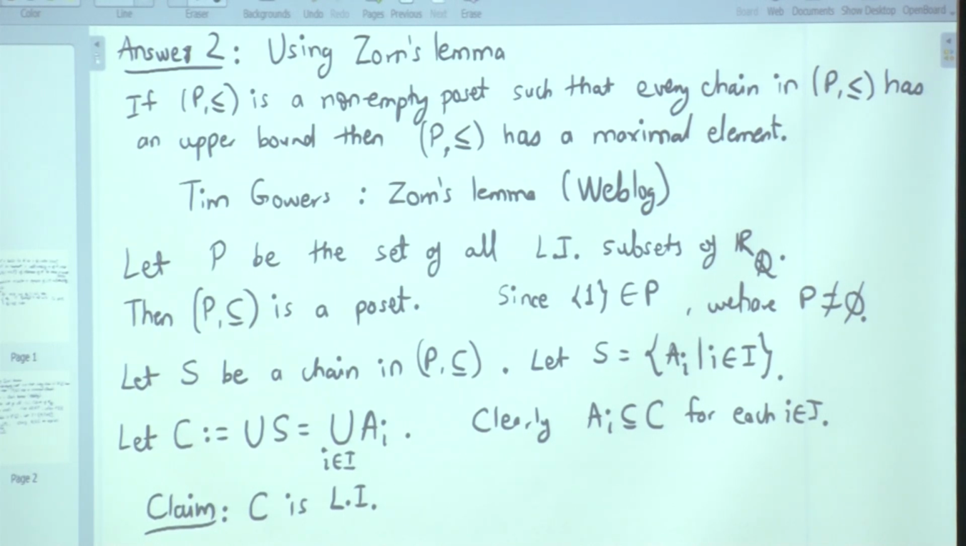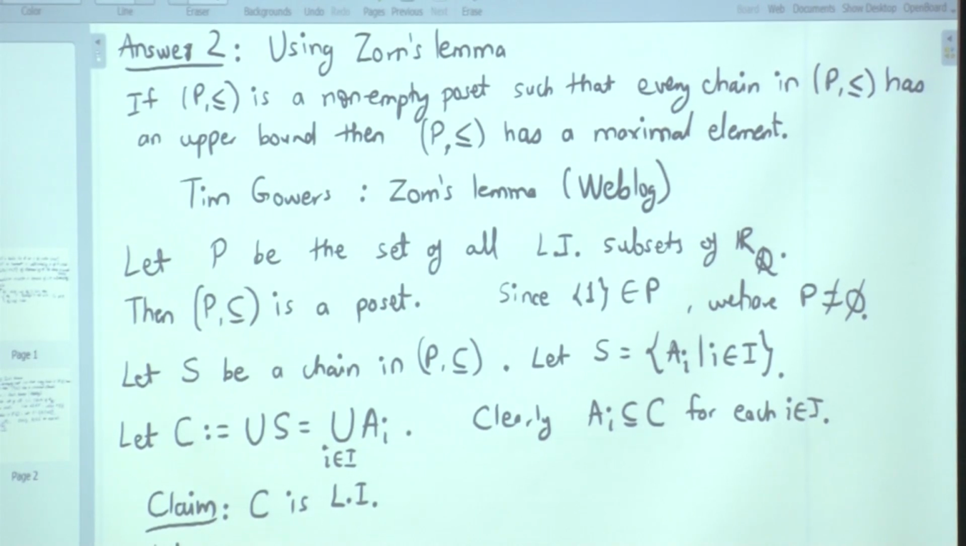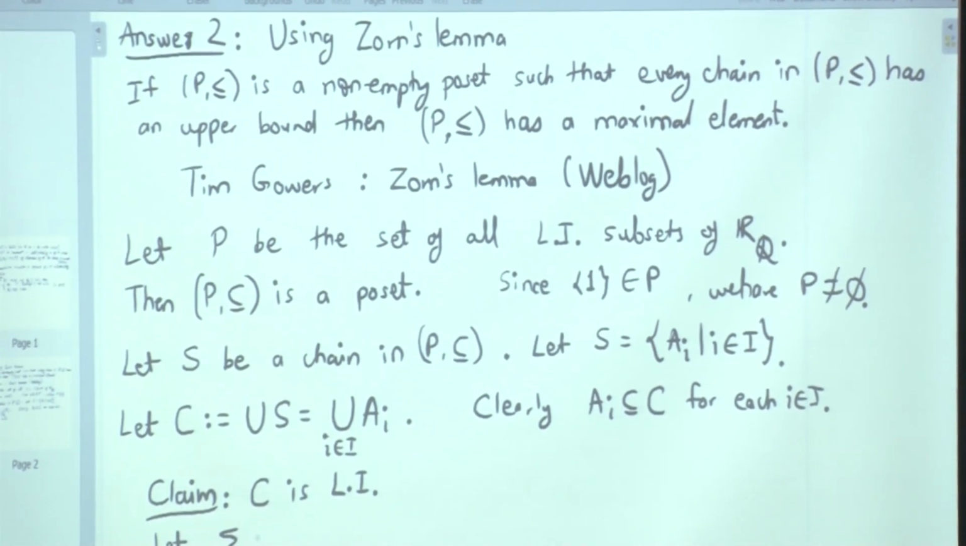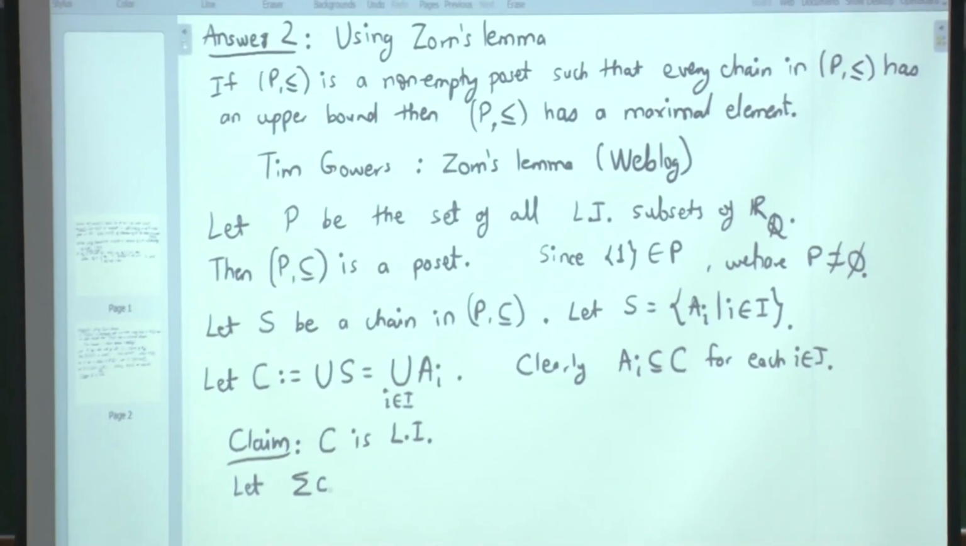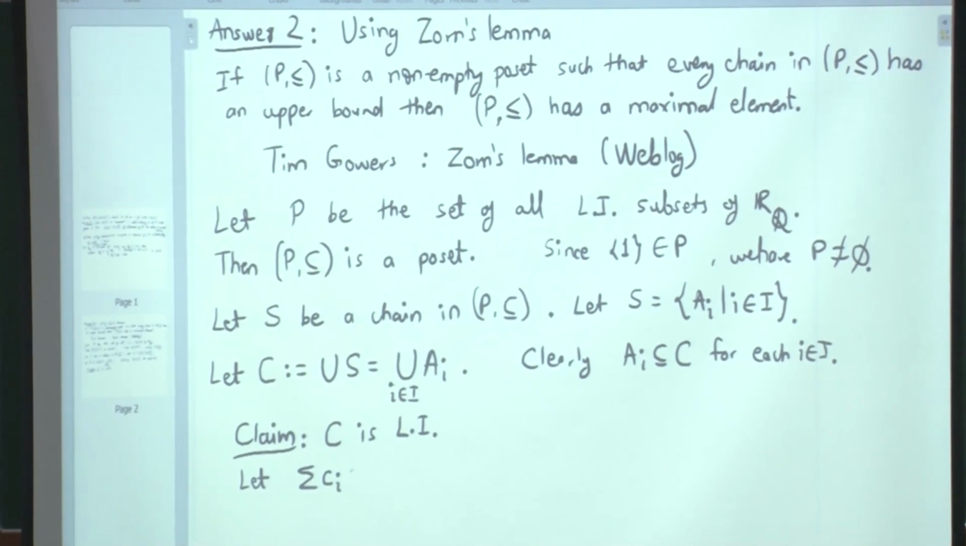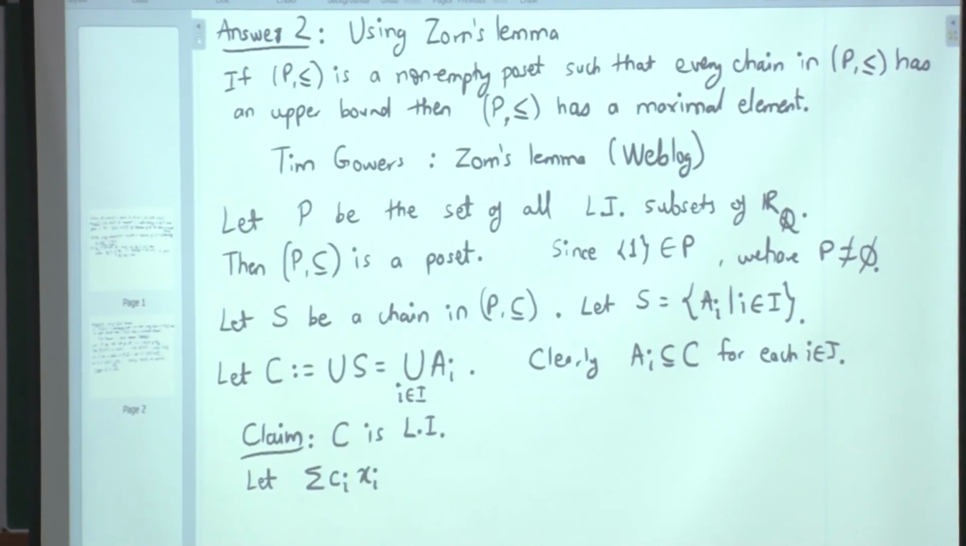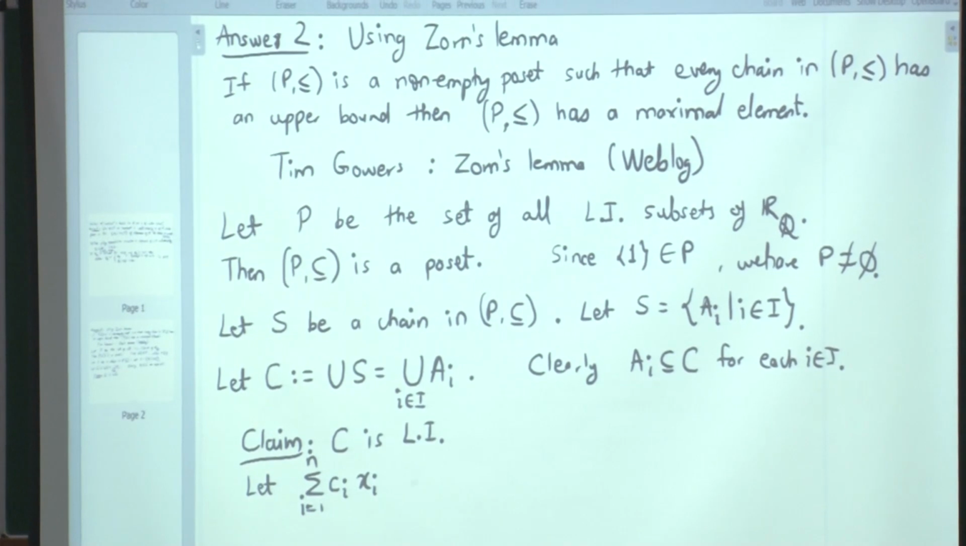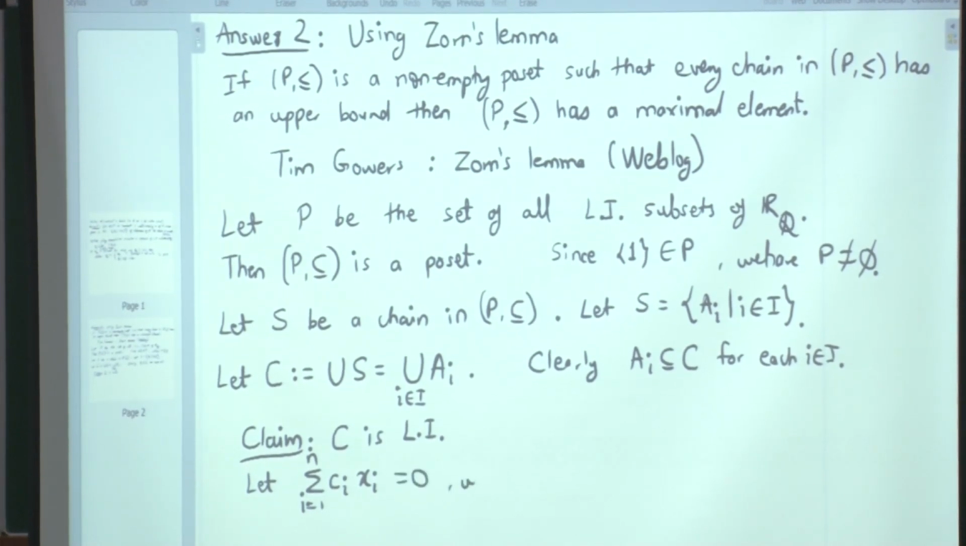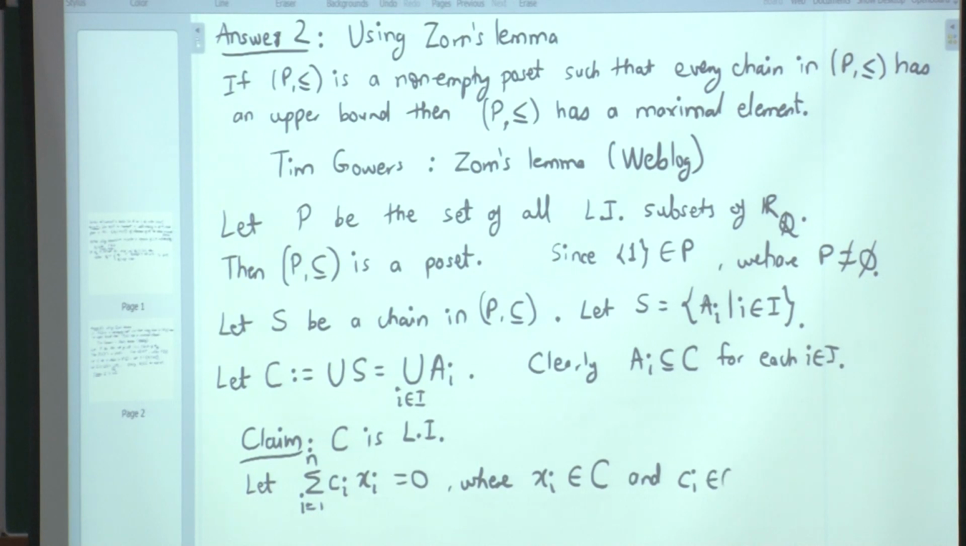We have to start with a finite linear combination which is 0. So let the summation of Ci xi, i running from 1 to n, be 0, where the xi's are coming from C and the ci's are rational numbers.